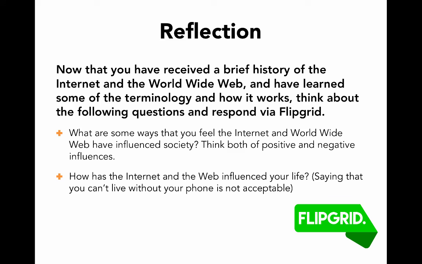So now that you've received a brief history of the Internet and the World Wide Web, and have learned some of the terminology and a brief bit of how the Internet and the World Wide Web actually works, think about the following questions and respond via Flipgrid. First question: what are some ways that you feel the Internet and the World Wide Web have influenced society? Think both of the positive and negative influences. And secondly, how has the Internet and the web influenced your life? And saying that you can't live without your phone is not acceptable. While it's probably true, I want you to think deeper and more in depth than that.